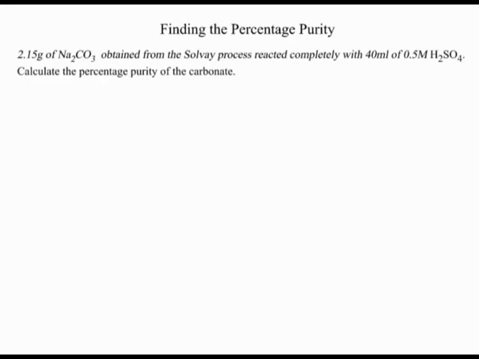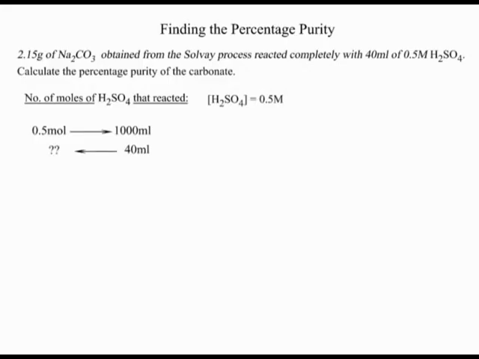So we first find the number of moles that reacted. We know the concentration and volume of the sulfuric acid that reacted, so we can find how many moles of that acid reacted. Concentration of sulfuric acid was 0.5 molar. That means 0.5 moles are in 1,000 mLs. How about 40 milliliters? We have 0.5 moles times 40 milliliters over 1,000 milliliters. Milliliters cancel out and we get 0.02 moles.